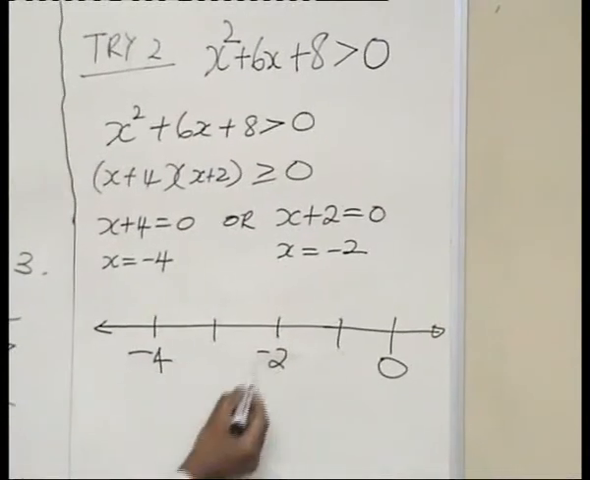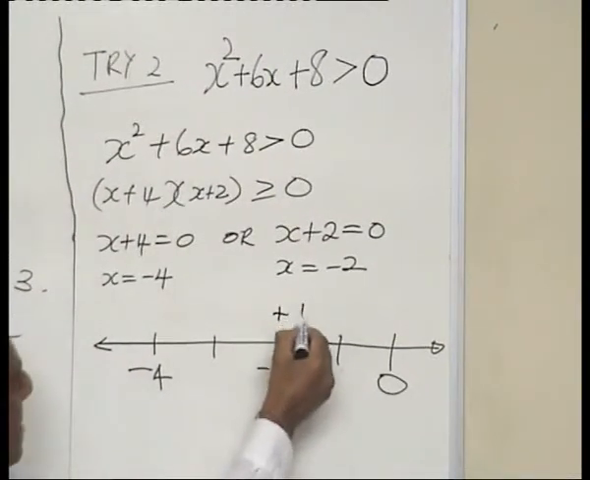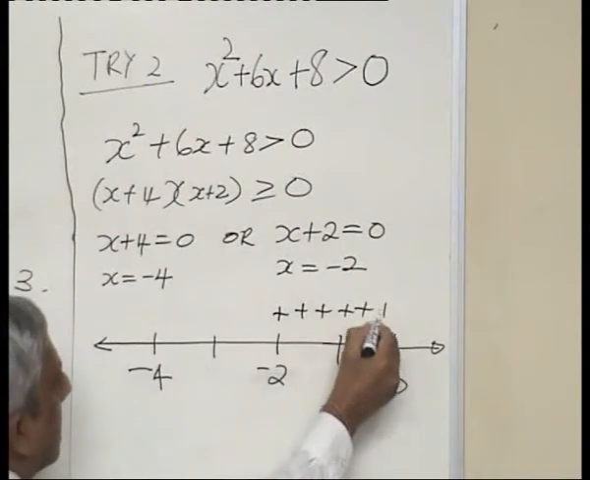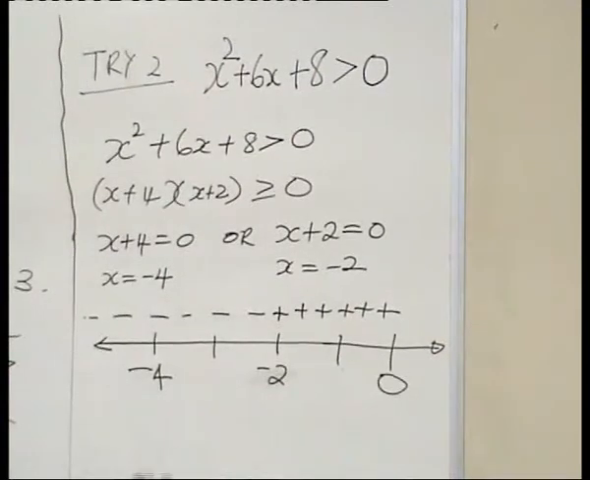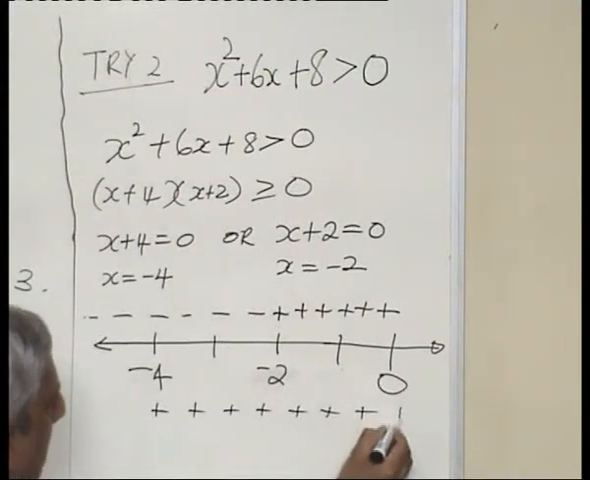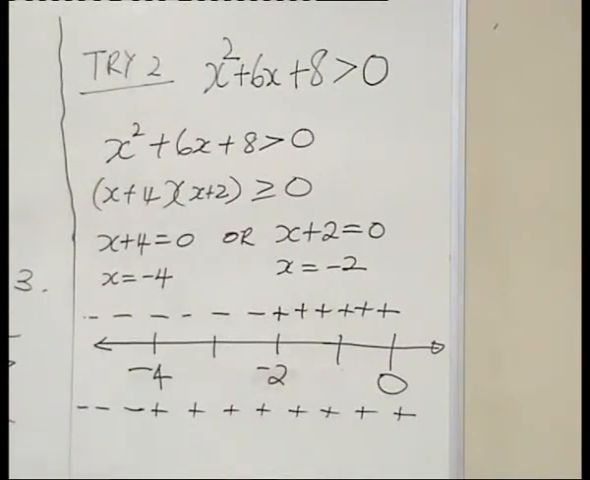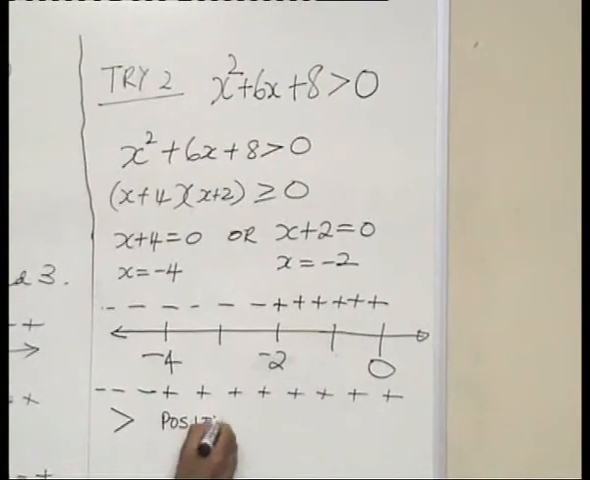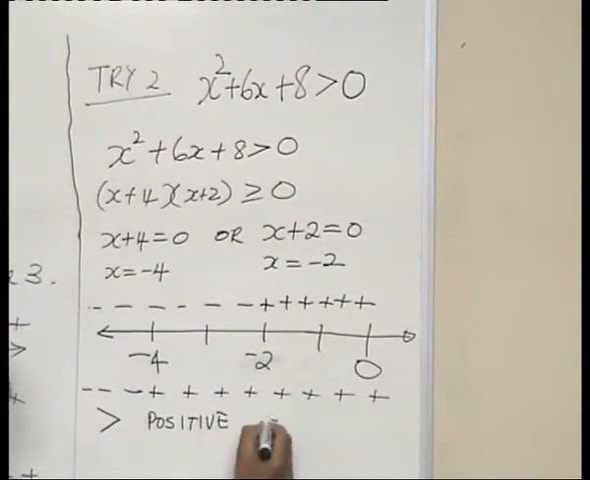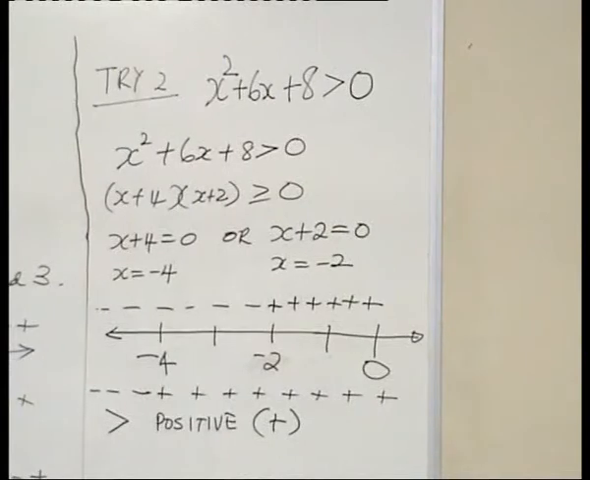Now, you choose minus 2, and to the right, you place positive signs. And if you're wondering why we put positive signs here, I'll explain in the next example. To the right of the larger critical value, place positive signs. It's a given that this will always happen. And to the left, you'll have negative signs. Now let's look at the question. The question says we're looking for greater than. Greater than means we're looking for a positive result. We're looking for a plus result.